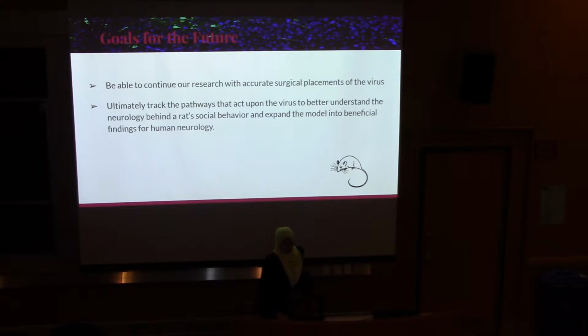And so that leads us to goals for the future. Hopefully, once we accurately place the virus and the cannula in the proper locations of the brain, we ultimately want to track the pathways the virus acts on, and how this can show us information about the neurology of a rat. This may be important when we discover something and possibly apply it to human neurology in the future.